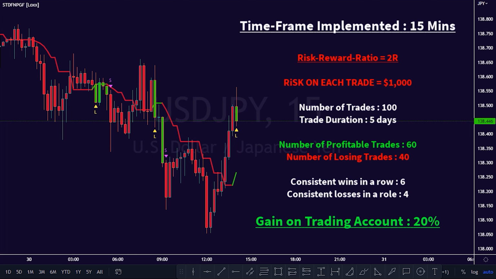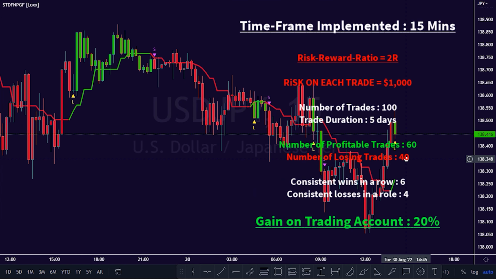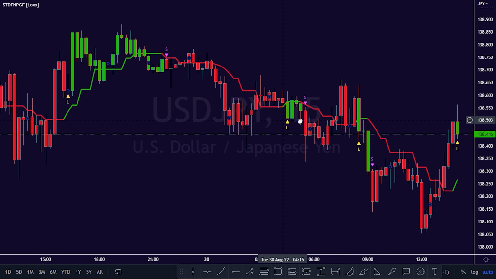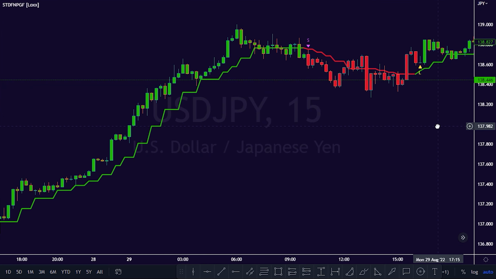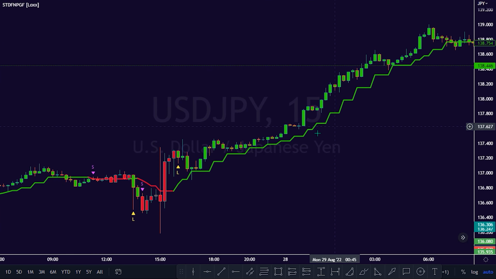As we can see, the Gaussian filter indicator gave a nice, profitable trading record. This trading strategy is a simple and effective indicator for beginners in the market, especially when used to trade in the direction of the higher time frame, plus price action setups in the market.